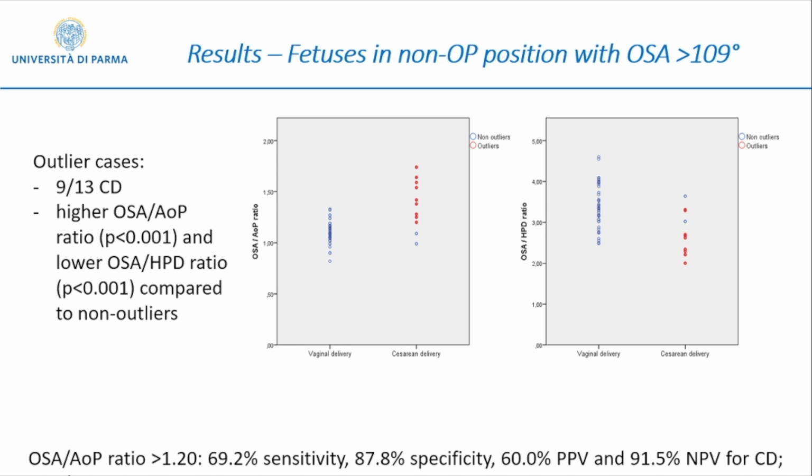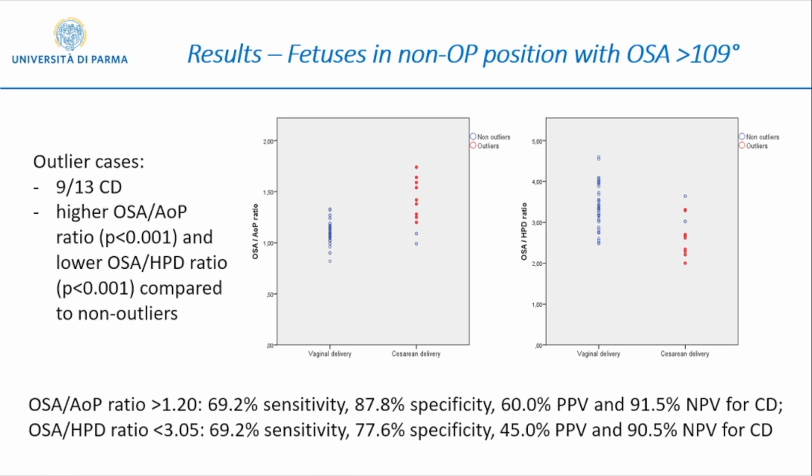At ROC curve analysis, cutoff values of 1.2 for the OSA to AOP ratio and of 3.05 for the OSA to HPD ratio identified all outlier cases and were associated with an almost 70% sensitivity for cesarean delivery in this subgroup of cases with favorable head flexion.